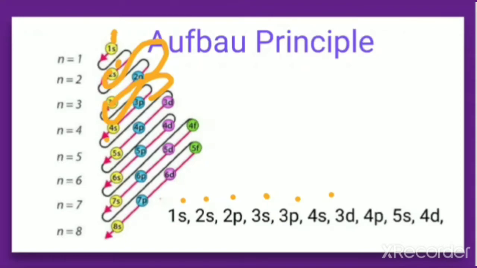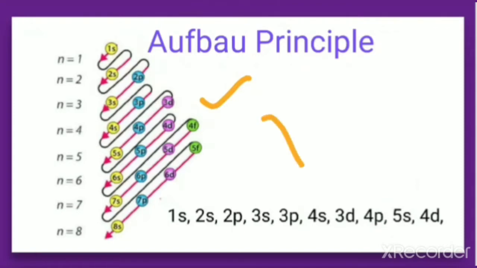So this sequence, you need to learn it. And the sequence should be in the same order. After 1s, it comes 2s, then 2p, then 3s, 3p. And you can see after 3p, it is 4s. Instead of 3d, it is 4s. Then only the 3d comes. Then 4p. So this sequence, you need to learn it. First of all, you can learn it in this way. And later on, once you get practice, you can directly write this sequence.